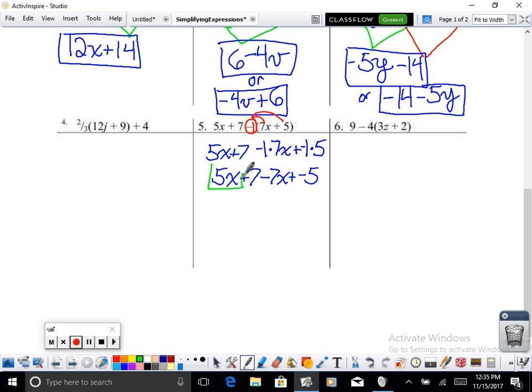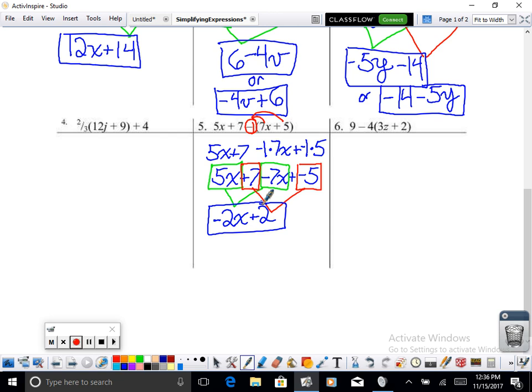Your like terms here, you've got a positive 5x and a -7x. If you put those together, you'll have -2x. Then here I've got a positive 7 and a -5. If I put those together, that's going to be a positive 2. All of my like terms are combined. There's no more parentheses. This one is simplified.